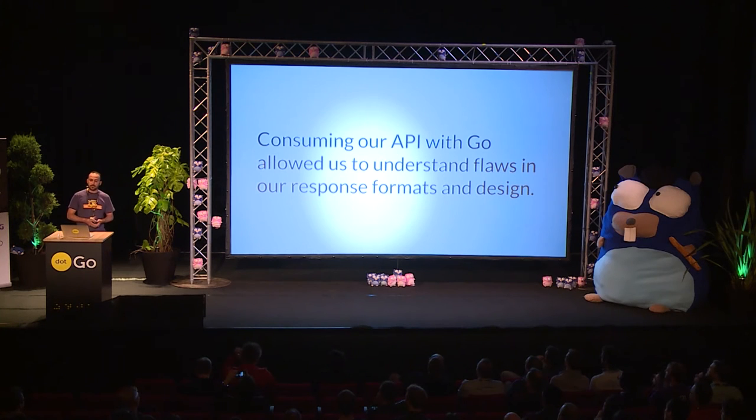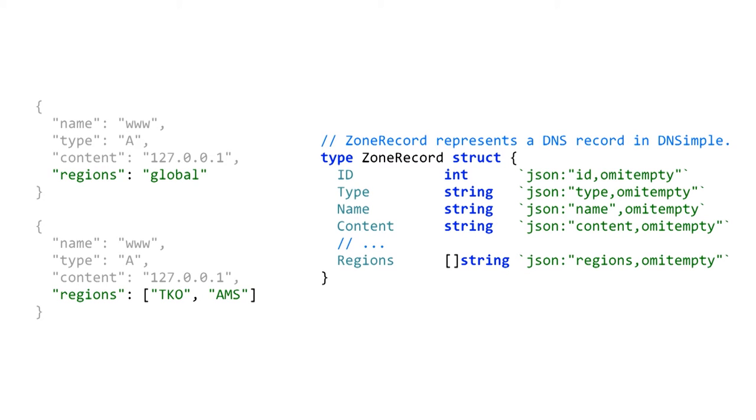Now, the first API was written in Ruby, and it was largely influenced by how Ruby works internally. Consuming our API with Go allowed us to understand flaws in our response format and design. For example, at some point, we realized that we were returning an array of strings to represent regions attached to a record. And instead, we were returning a string literal "global" when the record was attached to all the regions. So trying to parse this response in Go without relying on some deserialization hacks was really, really hard. Clearly, it was a bad design decision to use different types to represent conceptually similar information.